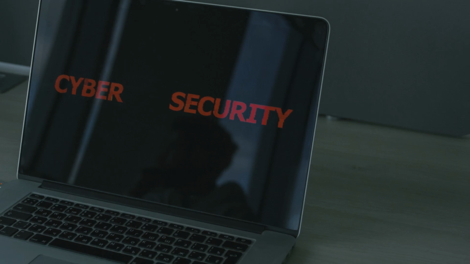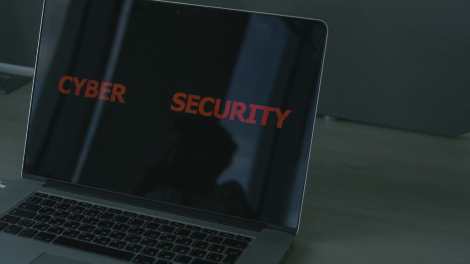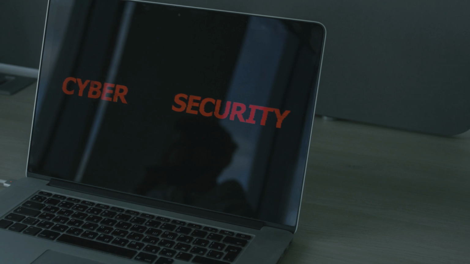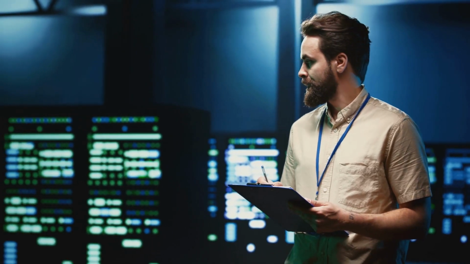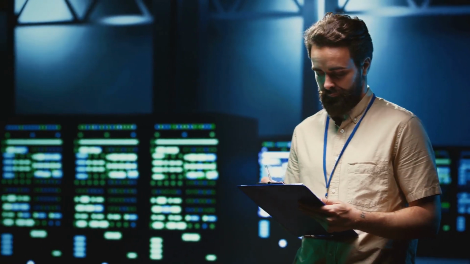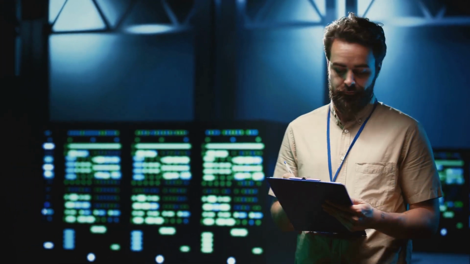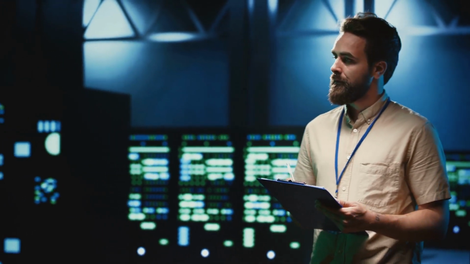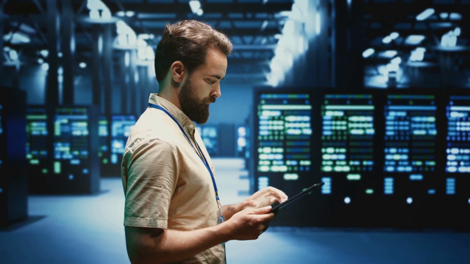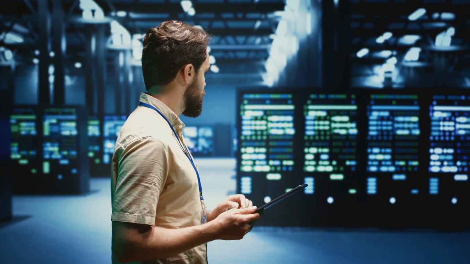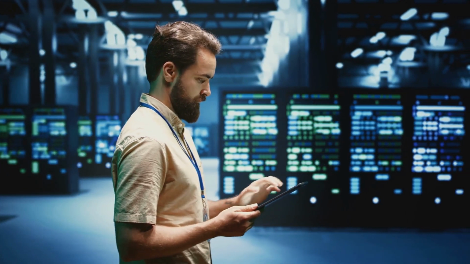Confidentiality means ensuring that only authorized individuals or entities can access and view sensitive information. Integrity is all about safeguarding the accuracy, completeness, and reliability of data, preventing any unauthorized modification. Availability ensures that authorized users and systems have reliable and timely access to information and resources when needed.